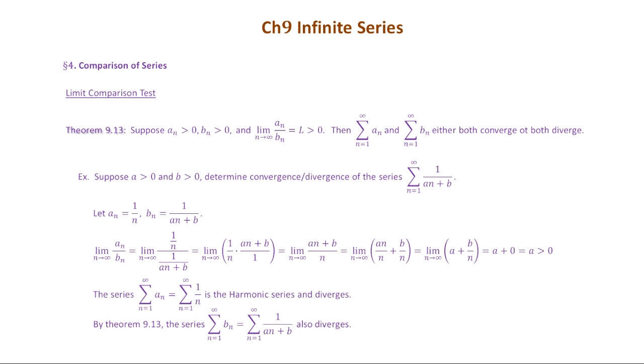So we get a plus 0, so that's equal to a, which is positive. We have assumed a and b are both positive in the problem. So use the limit comparison test. You will know the series a_n is 1 over n. That's the harmonic series, and it diverges. So by the limit comparison test, the series b_n, which is 1 over n plus b, also diverges. They have the same order on convergence or divergence.